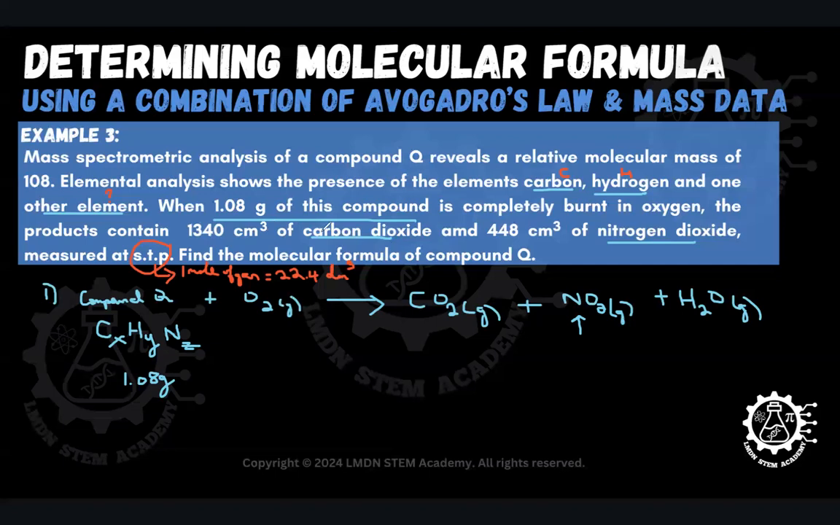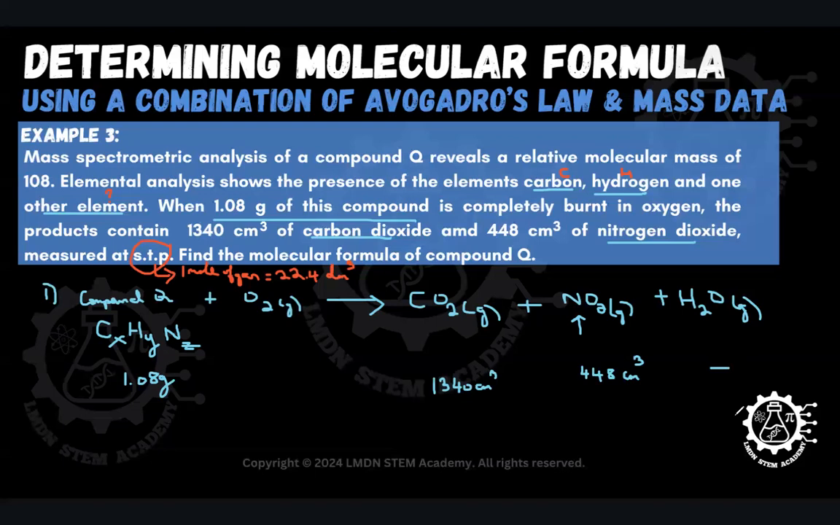So the volume of oxygen, they didn't tell us, but they told us that we were able to form 1340 cm cube of carbon dioxide and 448 cm cube of nitrogen dioxide. They didn't tell us anything about steam, so let's leave that one blank for now.